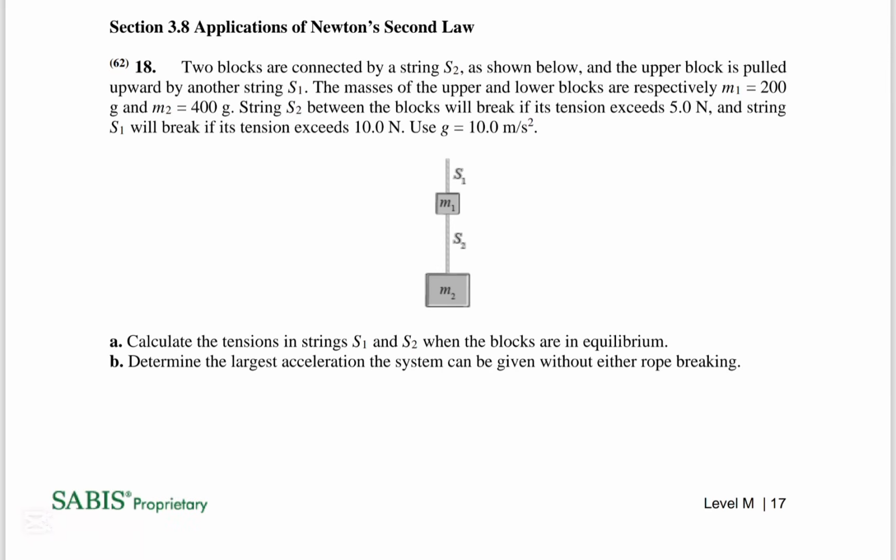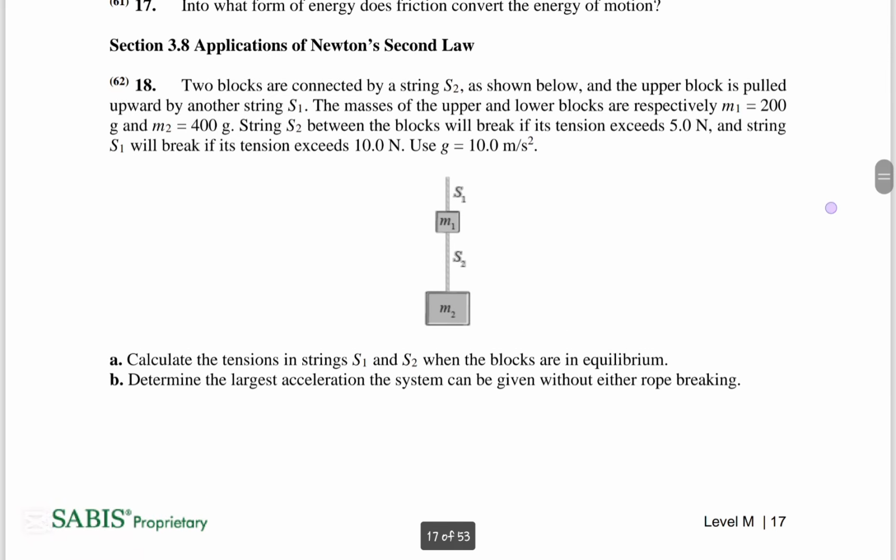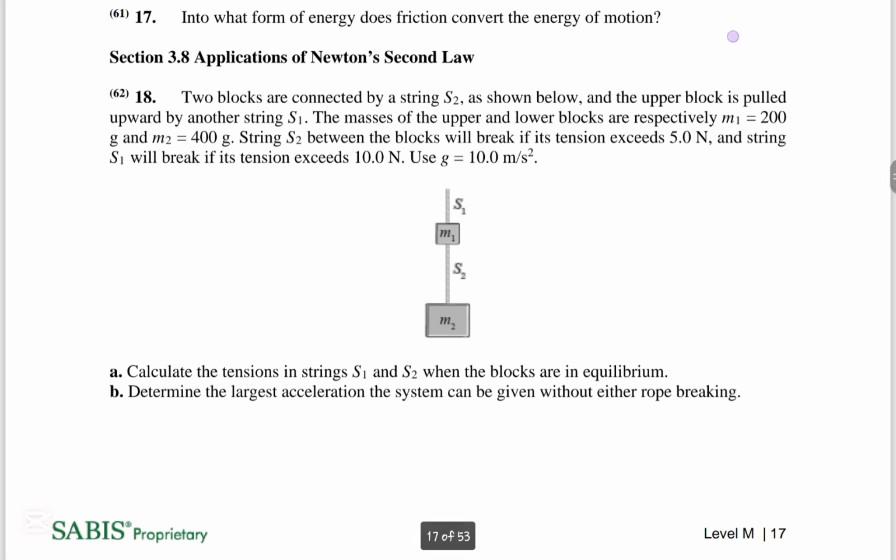So now we have section 3.8. Question number 18. What does it say? Two blocks are connected by string S2 as shown below. The upper block is pulled upward by another string S1. The masses of the upper and lower blocks are respectively mass 1 being 200 grams and mass 2 being 400 grams. Okay, that means mass 2, it's gonna be 0.4 times g, which is 10, so that's 4 newtons.